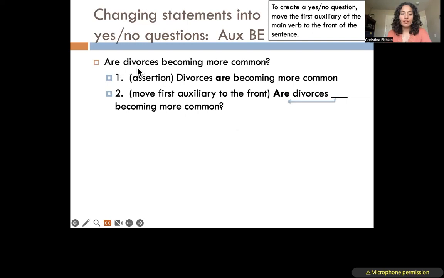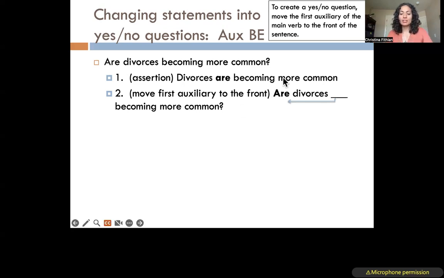So if I have this question, are divorces becoming more common? What I need to do is actually take the auxiliary verb at the front of the sentence and move it back into its base position. That's how you're going to diagram it. You're going to diagram it in its base position first, and then you're going to show the movement of the auxiliary verb out of the sentence and around the subject. So we start with the assertion. Divorces are becoming more common. Now, what you're going to do is diagram that sentence. Divorces are becoming more common.